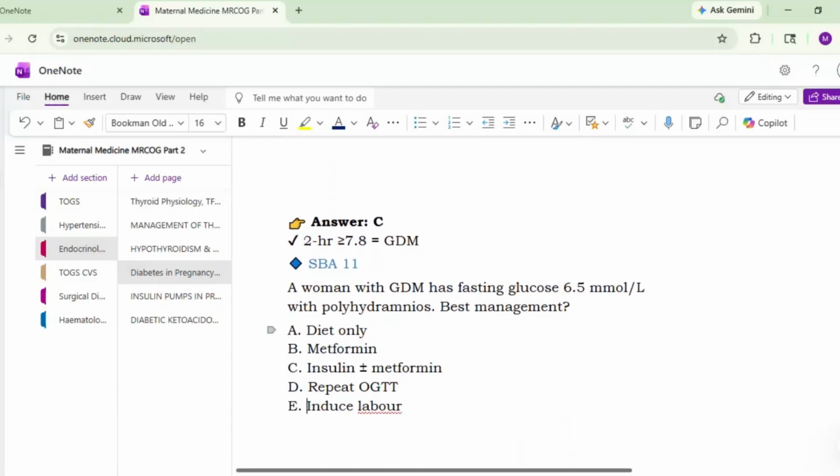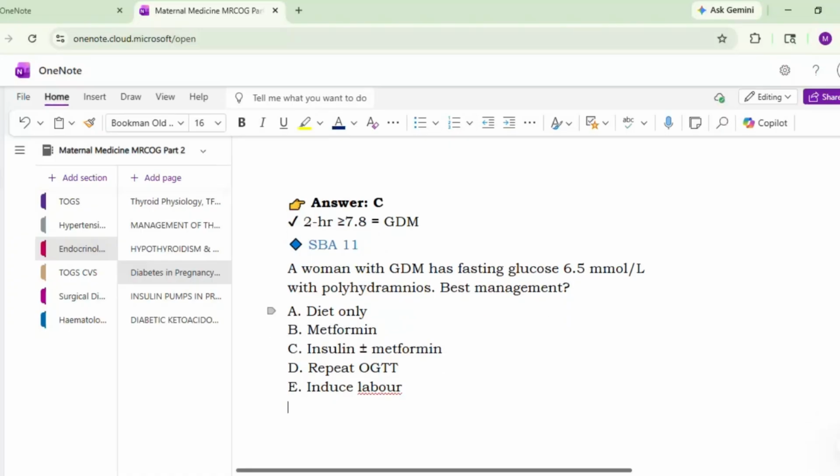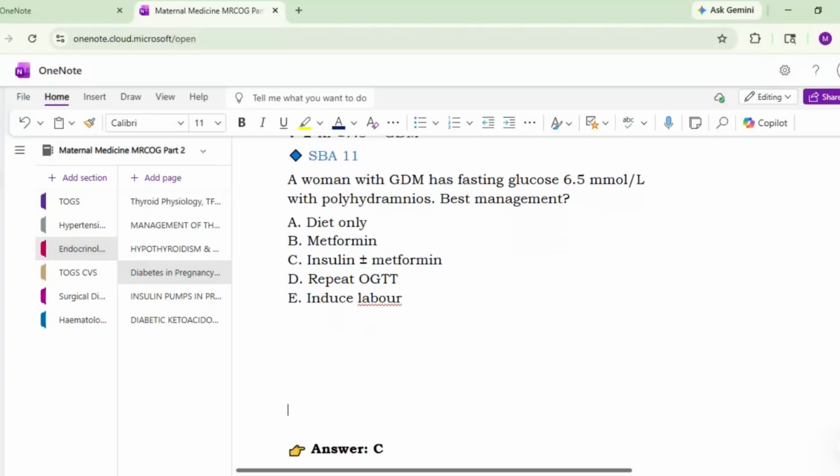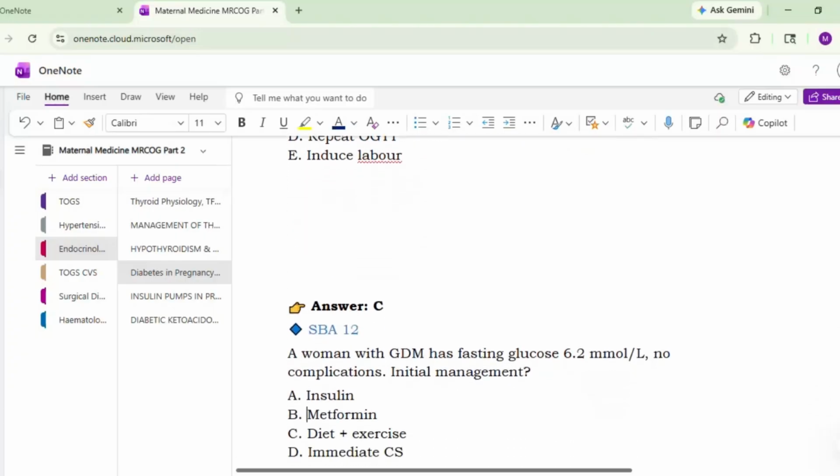Next. A woman with GDM has fasting glucose of 6.5 millimoles per liter with polyhydramnios. What is the best management? A. Diet only. B. Metformin. C. Insulin plus or minus metformin. D. Repeat OGTT. E. Induce labor. It is C, insulin plus or minus metformin. But they have not given the gestational age or anything. Otherwise, a labor related option could also be there.